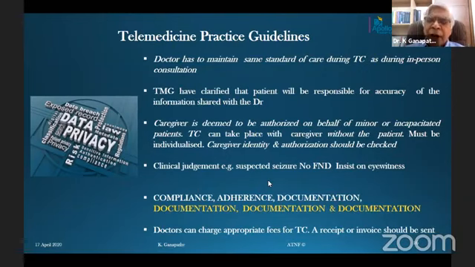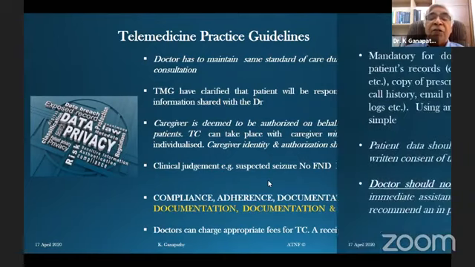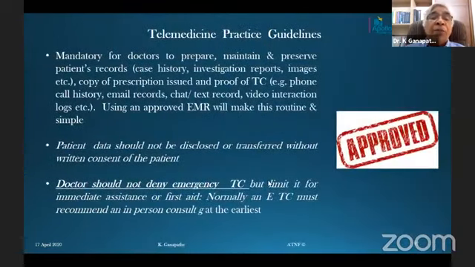Now, again, the guidelines perfectly allow you to charge your fees. You have every right to charge your fees. You can charge appropriate fees for a teleconsultation. A receipt or invoice can be sent electronically, and this is valid for reimbursement, insurance company, in a court of law, etc. Now, what fees you charge? A general guideline is that you charge whatever you normally charge, neither increase nor reduce the cost. Now, it is mandatory for doctors to prepare, maintain, and preserve the patient's records.